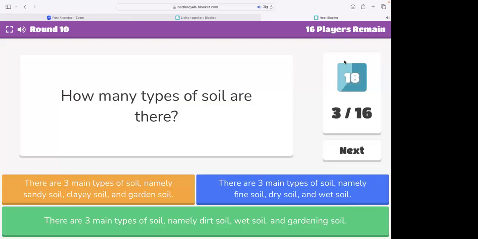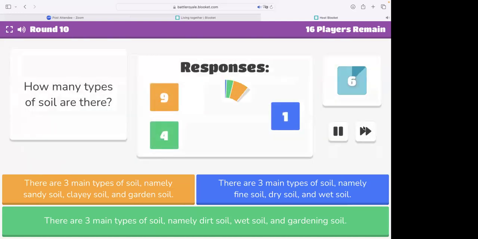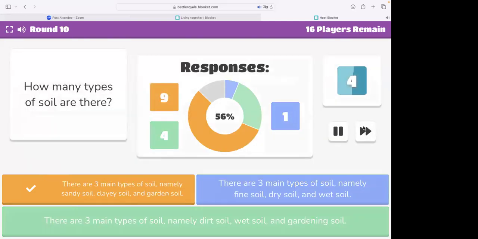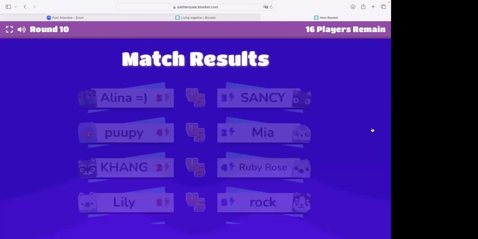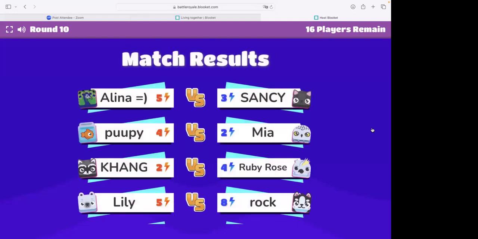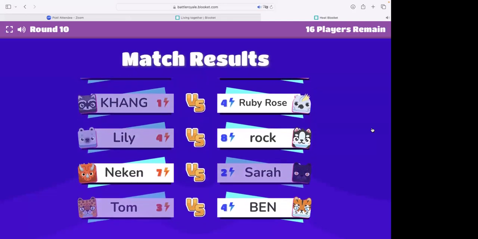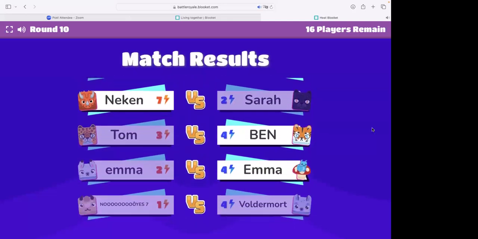How many types of soil are there? This is a given question. It's very easy for the answer to come out. Yes, sandy, clay, and garden soil. Sarah left with 2 marks, Emma left with 2 marks, so be careful.